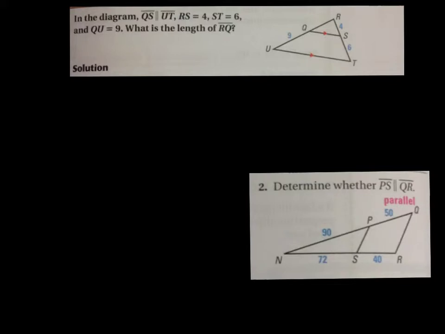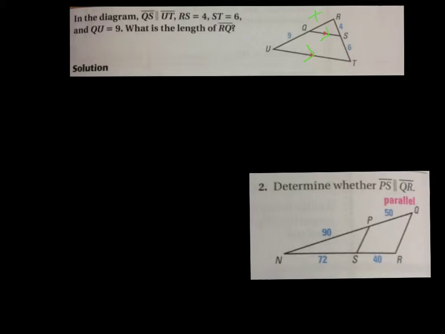So now we're going to practice problems here. It says QS is parallel to UT, and we can see that it is clearly marked here with our arrows. It gave us RS was 4, ST is 6, and QU is 9, so it's all labeled for us. If it wasn't, I would fill in those numbers. It's asking us for the length of QU, so I'm going to label that as X.